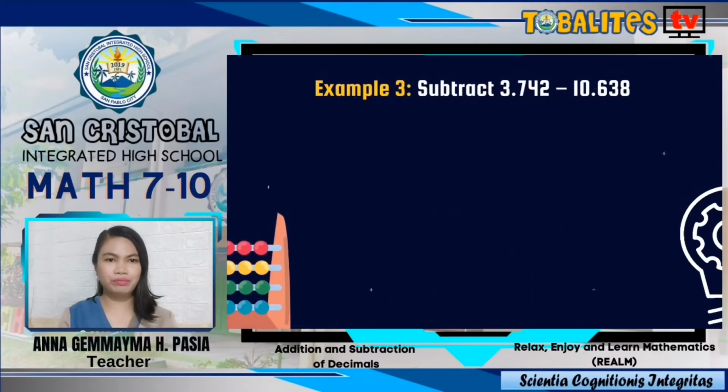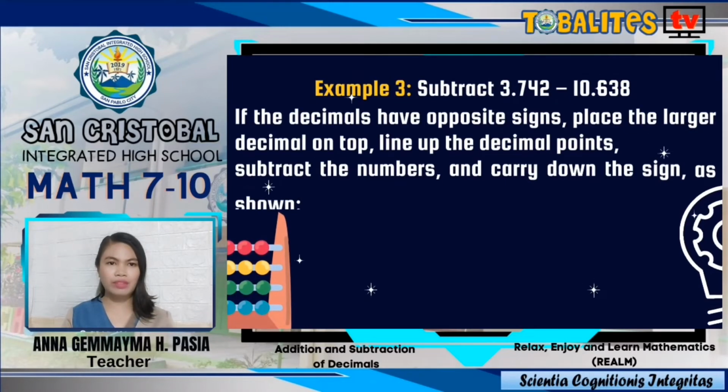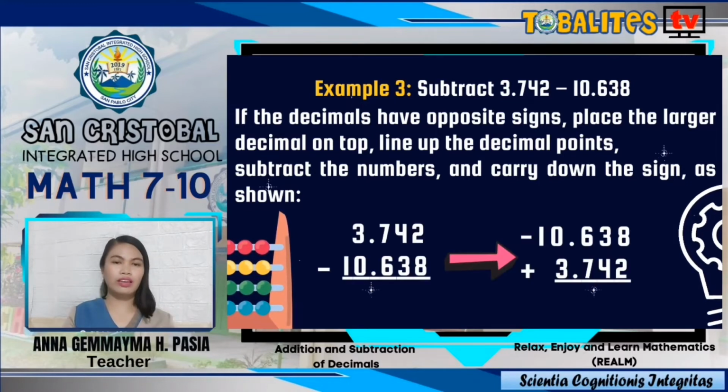Example number 3. Subtract 3 and 742 thousandths minus 10 and 638 thousandths. If the decimals have opposite signs, place the larger decimal number on top. Line up the decimal points, subtract the numbers, and copy the sign. Let us see the figure. As you can see, the given is written vertically and the decimal points are aligned.